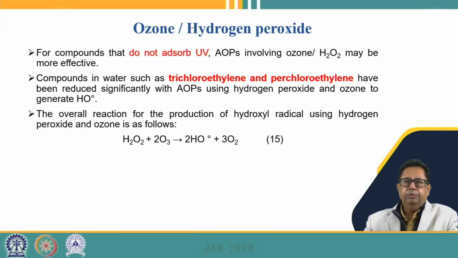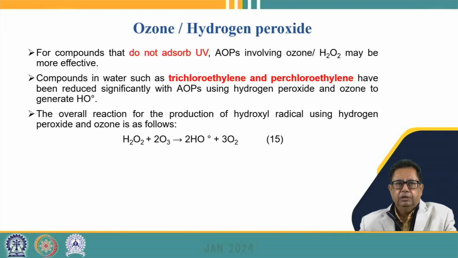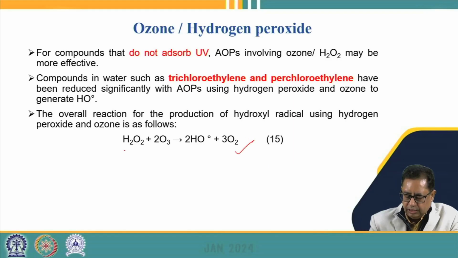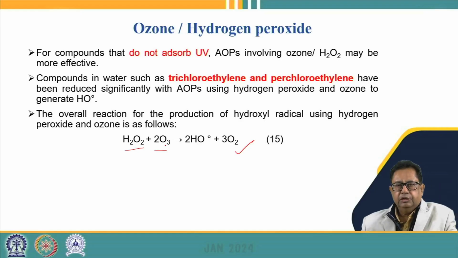So then we can also have a combination of ozone and hydrogen peroxide. For example, for compounds that do not absorb UV, ozone and H2O2 may be quite effective. When we talk of trichloroethylene and perchloroethylene, these are compounds that have been shown to degrade by the H2O2 ozone system. The H2O2 ozone system generates •OH radicals, and this may result in the degradation of trichloroethylene as well as perchloroethylene. The overall reaction when ozone and H2O2 are combined results in the formation of •OH radical and oxygen.